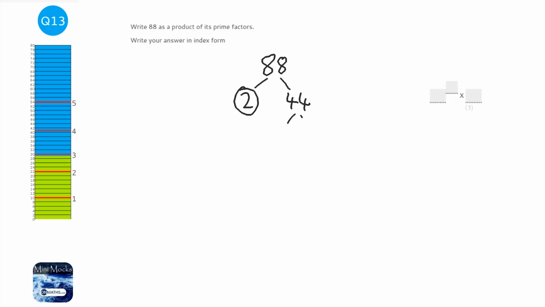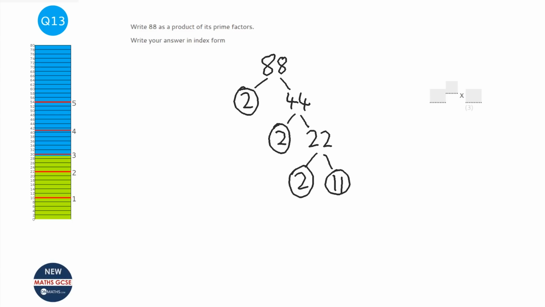So 44, you can get another 2 out of that, we'll divide another 2 out of that, so 2 and 22, 2 and 11. Now 11 is also a prime number, and when you're left with just prime numbers, then you write your answer out like this.